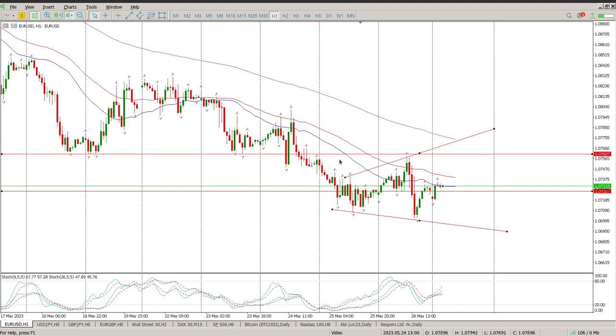There is some fairly decent structure here which we missed on Friday, so it wouldn't surprise me to see us hit 107607 and see if we can get a rejection there. Then you'd be looking for a move back to the downside with the trend. First to come and test 107267, and then obviously to come and test this 106930 area.